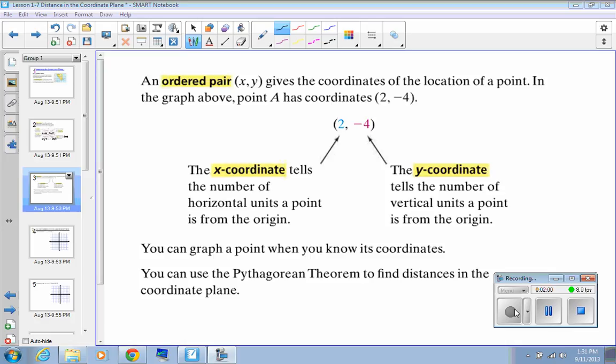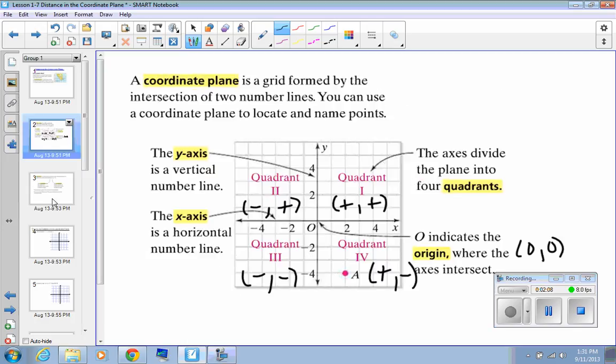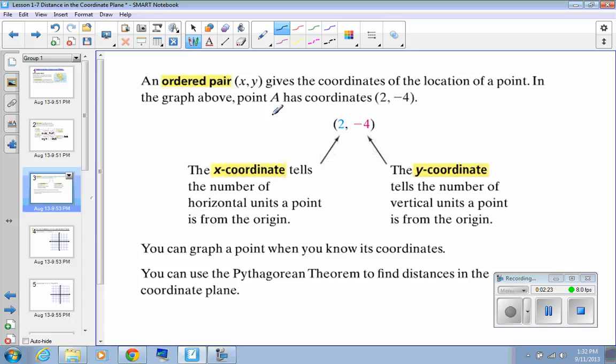So an ordered pair, x and y, gives the coordinates of the location of a point. In the graph above or on the page before, A is at 2, negative 4. You always start at 0, 0, read left to right first, so it goes to the right, which is a positive 2, and then down 4, so negative 4. So you'd write 2, negative 4.